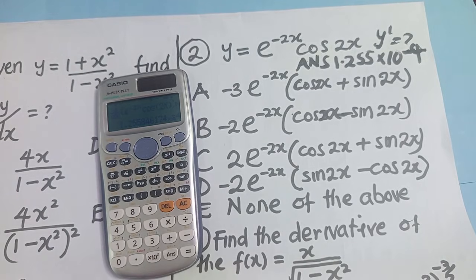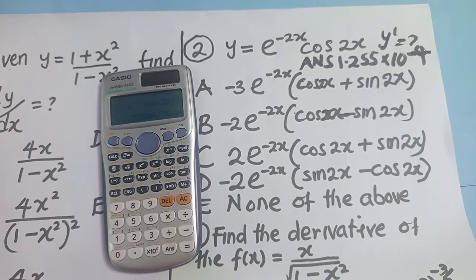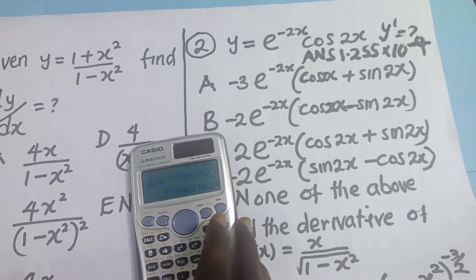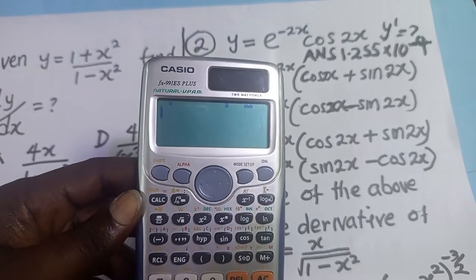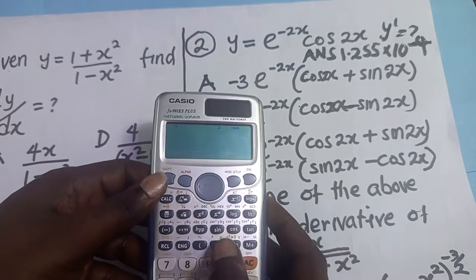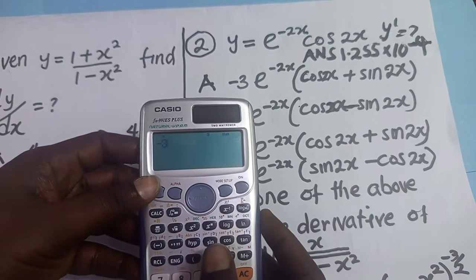So what I want to do next is what? Let us check all the options that are allocated to us. Let's check the options one after the other. Now we have written that one down. The first option is what? Let's type it: minus 3, then exponential.